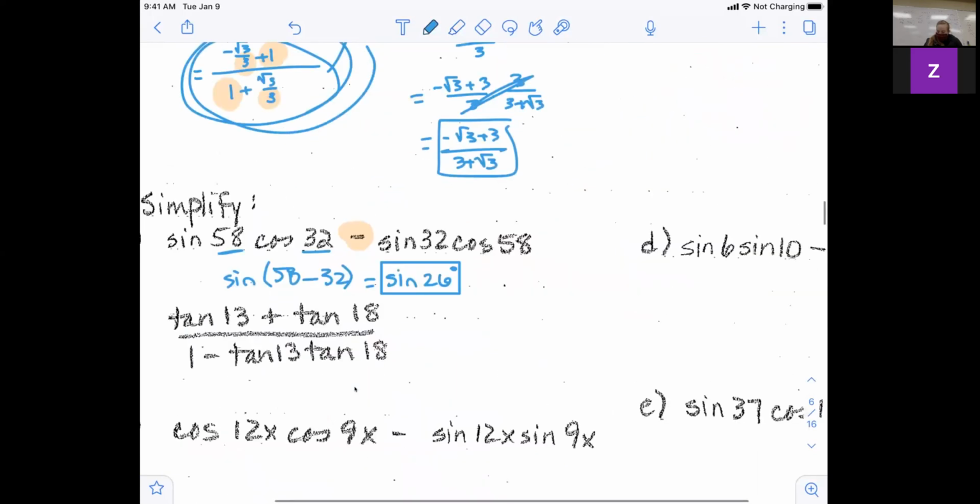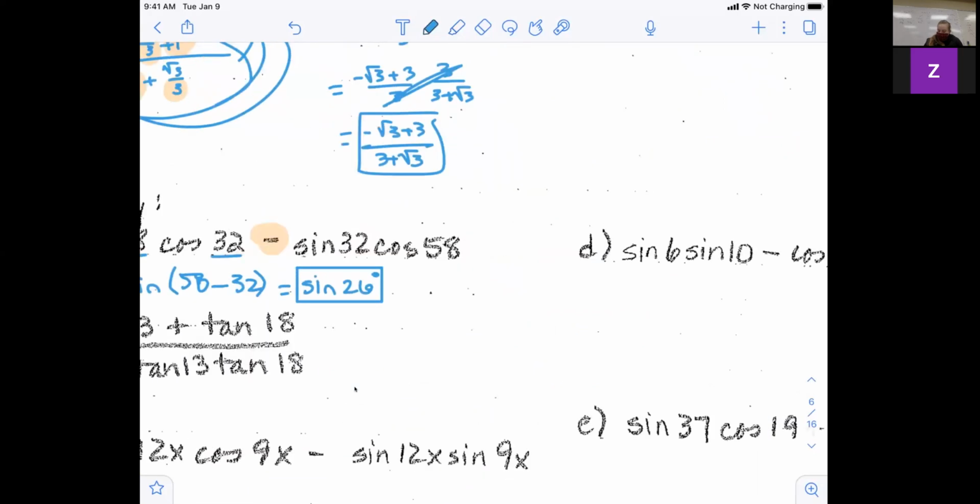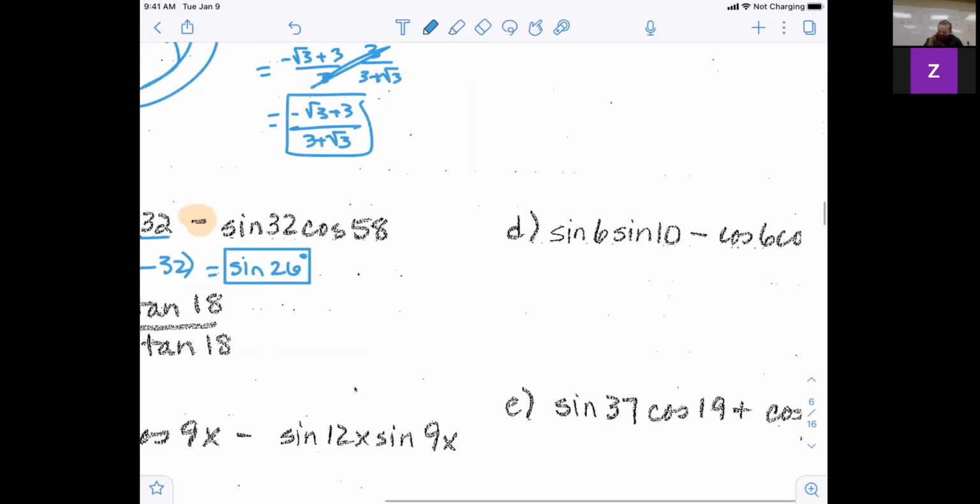Let's do one more. We're going to do D together. So this one says sine of 6, sine of 10, minus, and it should say cosine 6, and it should say cosine 10. It kind of got cut off by the printer, so put a little cosine 10 in on your paper. Now, it doesn't quite look like one of them, but which one is it the closest to? Sine, cosine, or tangent? Cosine. Why?